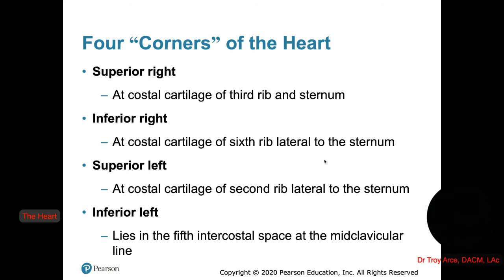Superior left side, you have your costal cartilage of the second rib lateral to the sternum. So that's your second rib, which is the most superior portion of the heart. Then your inferior left lies in the fifth intercostal space at the mid-clavicular line. As you can see, the heart isn't exactly a square object, so even when it's tilted, you're going to have different rib levels and different levels, because not only is it not an exact shape, it's not straight up and down.